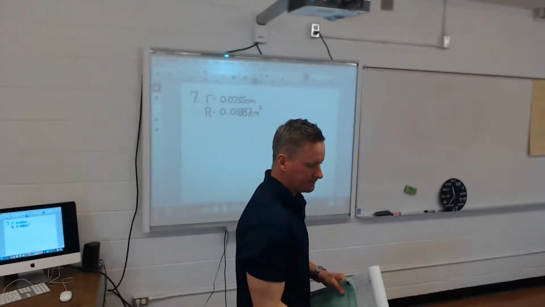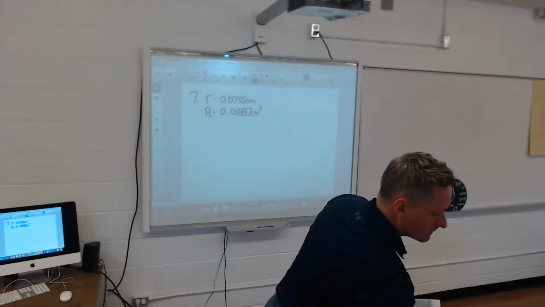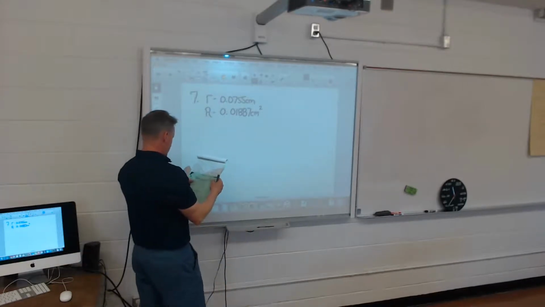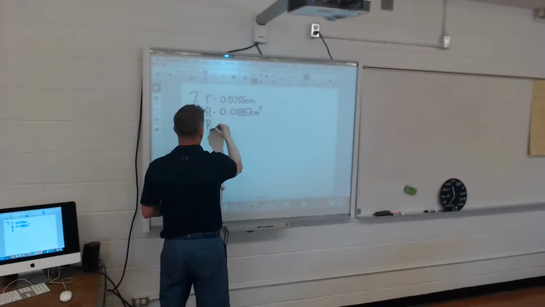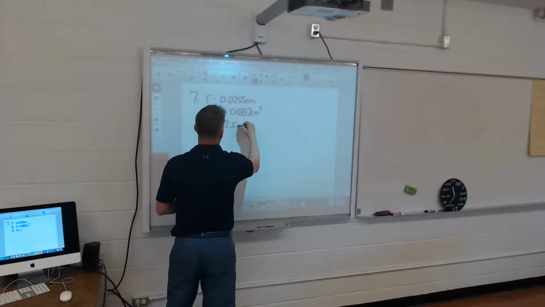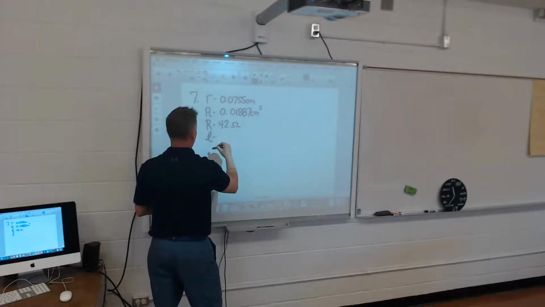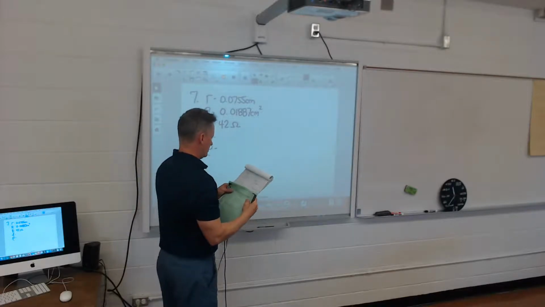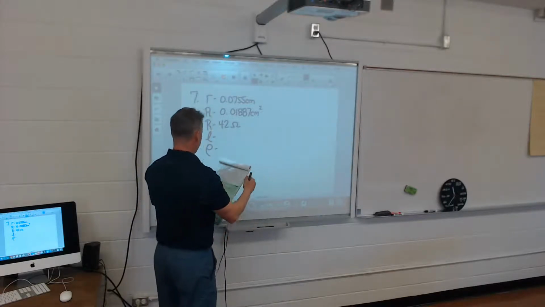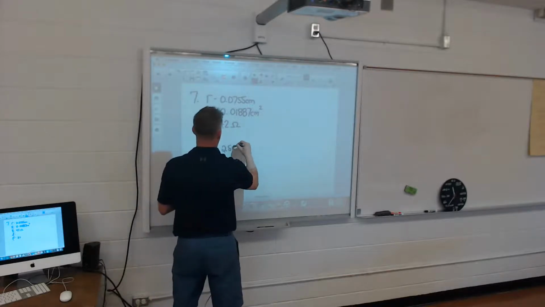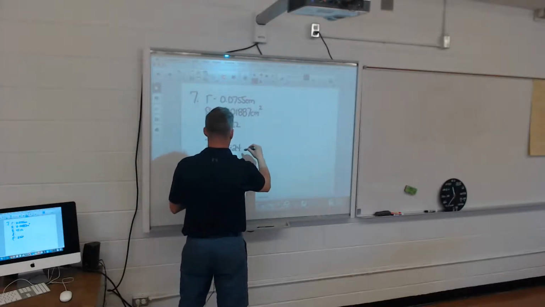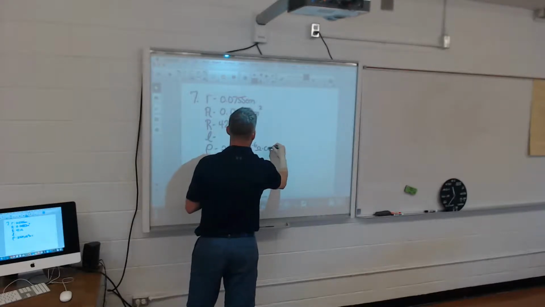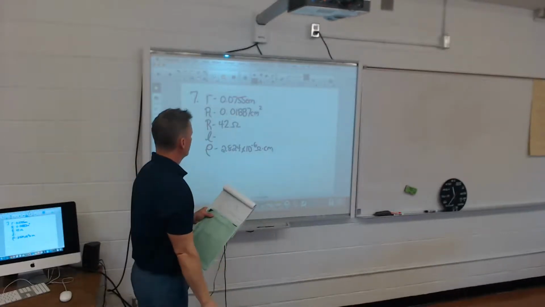0.1887 squared. That's my cross-sectional area. I've got a resistance of 42 ohms. I'm looking for L, and I have a resistivity in this case of, because it is aluminum, that.